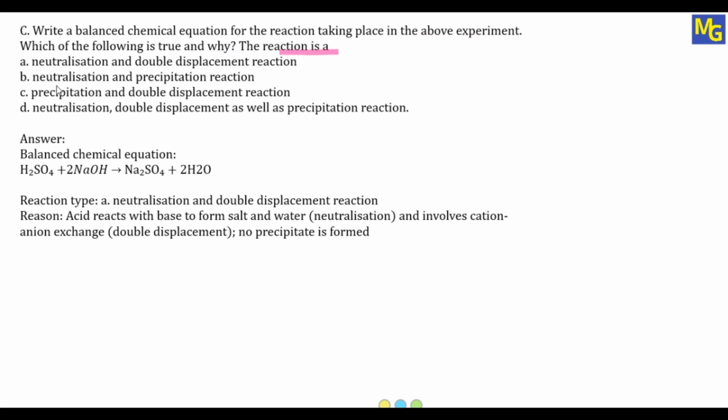So here they have given 4 statements. You have to see which statement is true for the above reaction. The statements are: neutralization and double displacement; neutralization and precipitation; precipitation and double displacement; neutralization, double displacement as well as precipitation. So first we will write the reaction. We are using H2SO4 and NaOH, so it is an acid and a base. See what happens now.